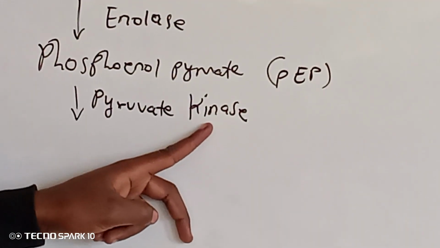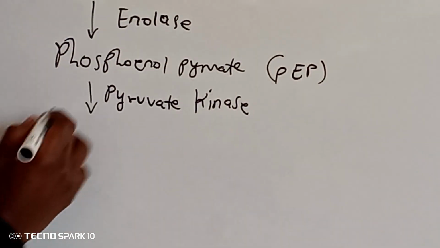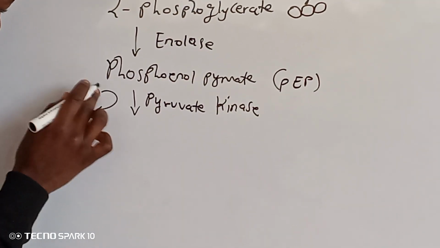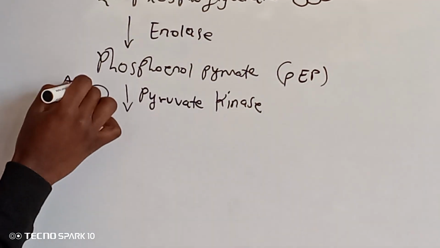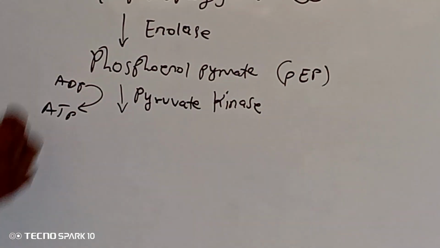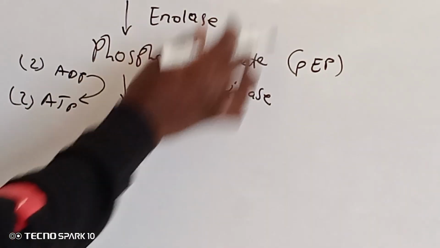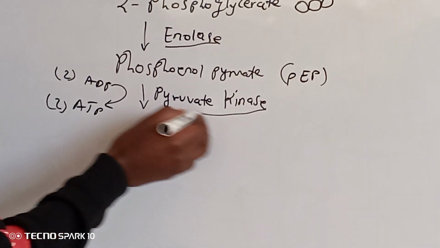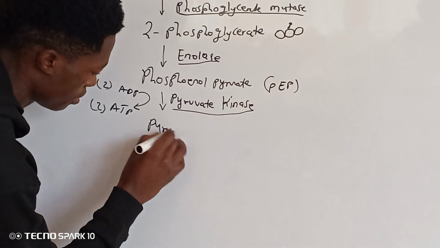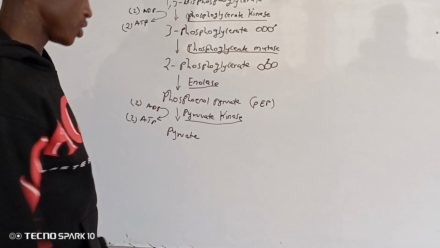See, this is a kinase. It means it's going to phosphorylate. So what is it going to phosphorylate? ADP. So we're going to have another molecule of ATP being generated here from ADP. And remember, I told you guys everything here occurs twice from glyceraldehyde 3-phosphate, so you have two molecules of each. Alright, pyruvate kinase is going to act on phosphoenolpyruvate to give us pyruvate. And guys, this is the last product in glycolysis.